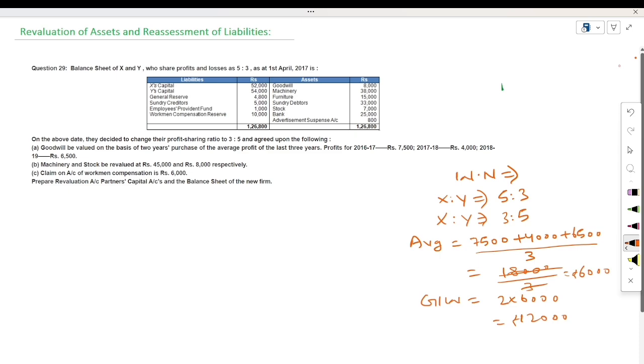Now machinery and stock be revalued at 45,000 and 8,000 respectively. Okay. Claim on workman compensation reserve is how much? 6,000. Prepare revaluation account, partners' capital account, and balance sheet. First of all, we will prepare the revaluation ledger part.